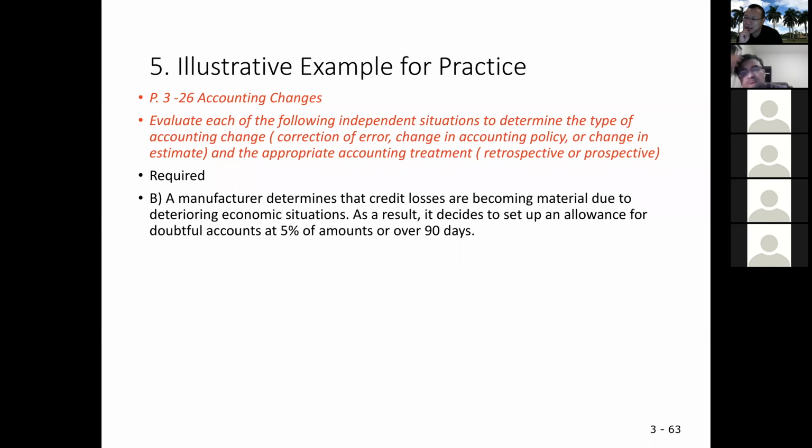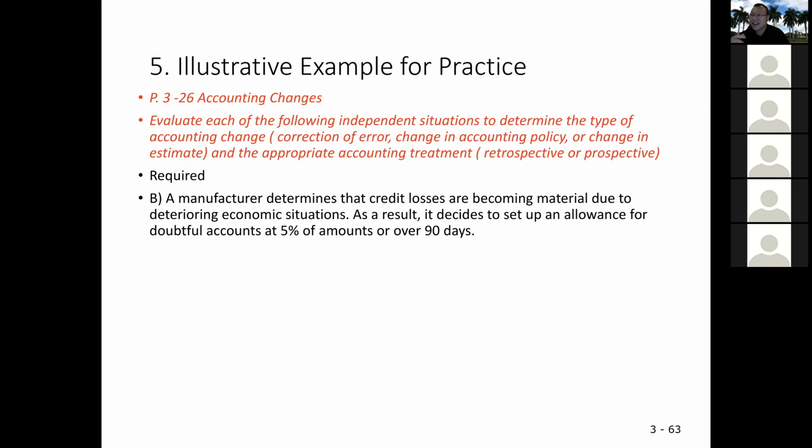Can you repeat the question? Yeah, the question is, you are saying the change in estimate, right? So the number changed. Right now it's 5%. What is the previous number? Would it be a change in accounting policy? We don't know. Zero. We don't know the percentage. The previous percentage is zero, right? Because they didn't set up the allowance for doubtful accounts. So it's 0%, right?